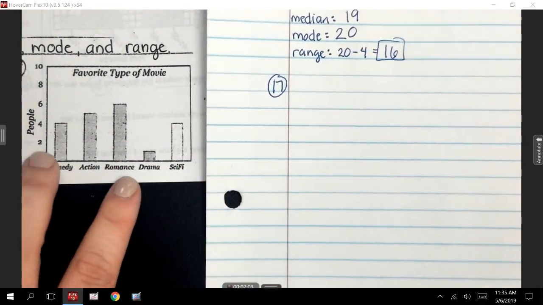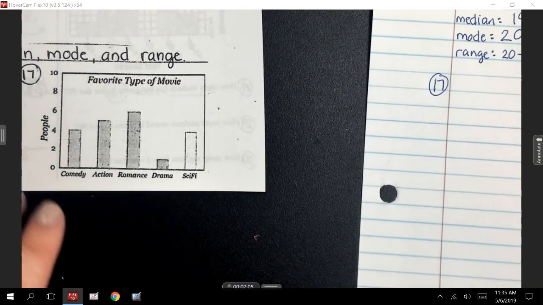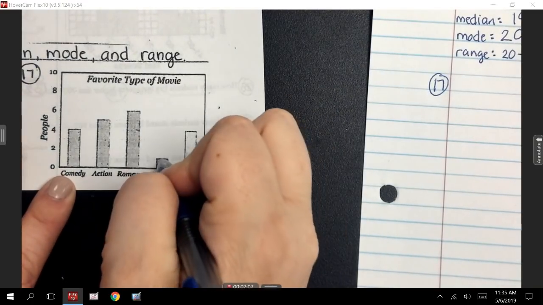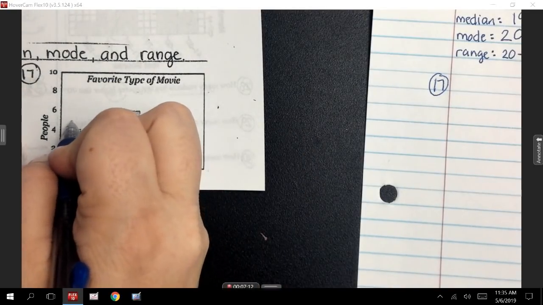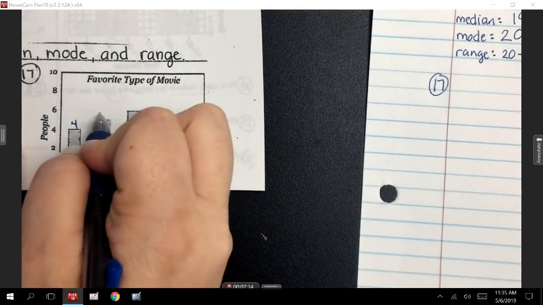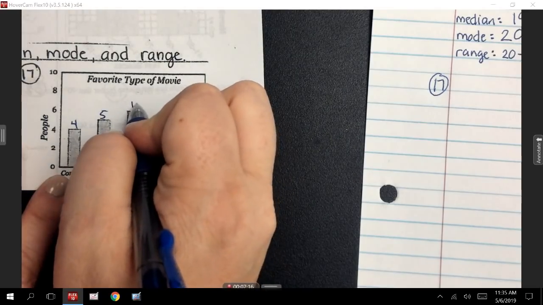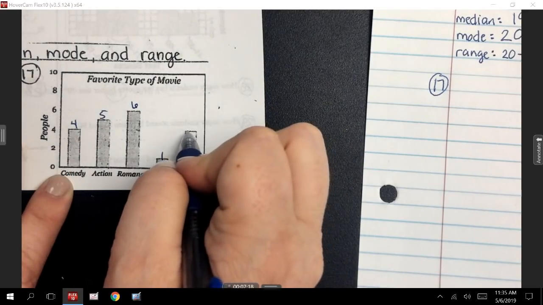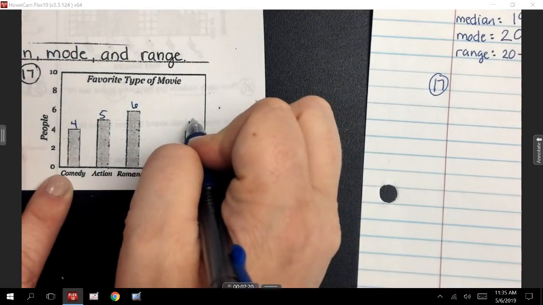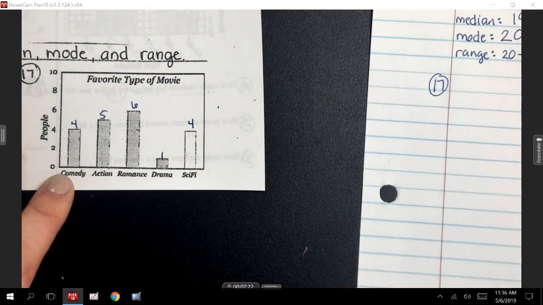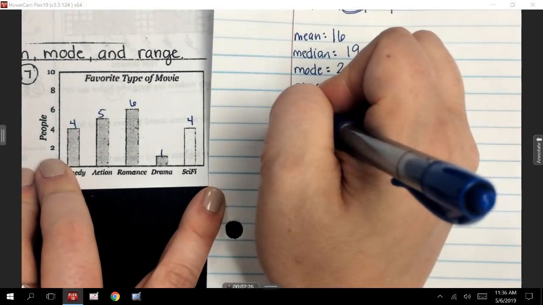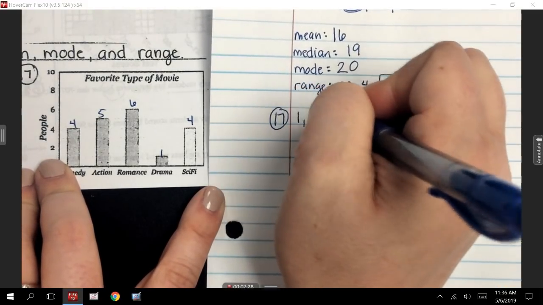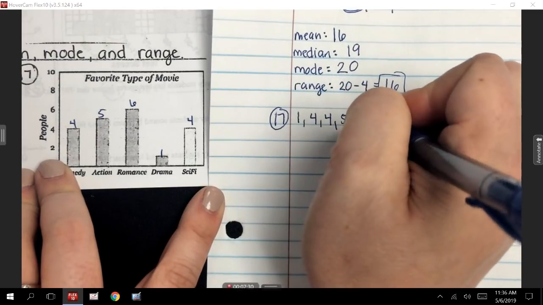All right, the first thing I would do is probably on this chart write my numbers in just so it's easier to look at. So for drama, I'm seeing a 1 there. For comedy, 4. For action, 5. Romance, I see 6. For sci-fi, that looks like that's going over at 4 as well. Okay, so I'm going to list them in order over here. So 1, 4, 4, 5, and 6.